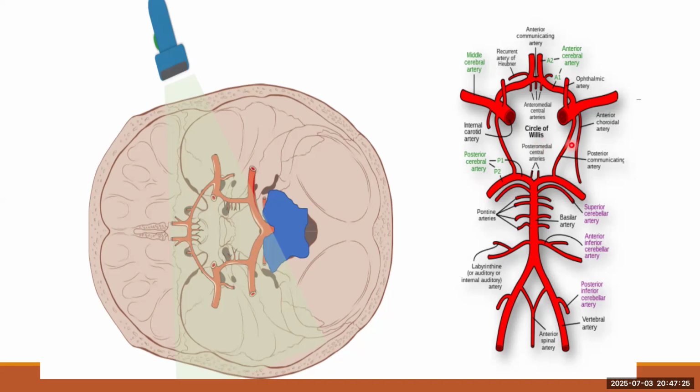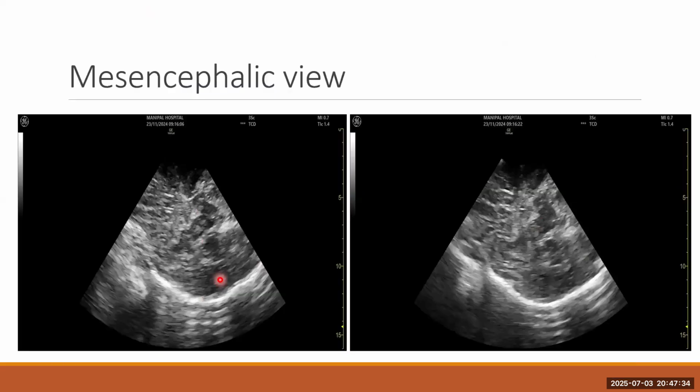These are the possible vessels which can be insonated through the transtemporal window. For other vessels, the window of insonation needs to be changed. This is what I was telling: the mesencephalic view of the transtemporal window. We start off at the mesencephalic view, that is, we identify the butterfly.